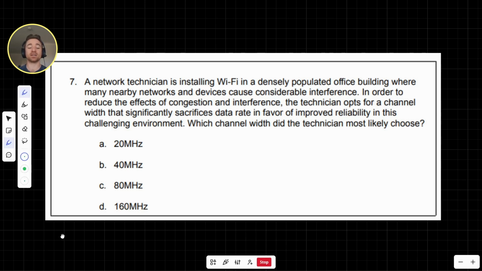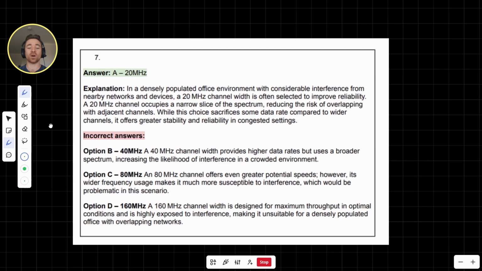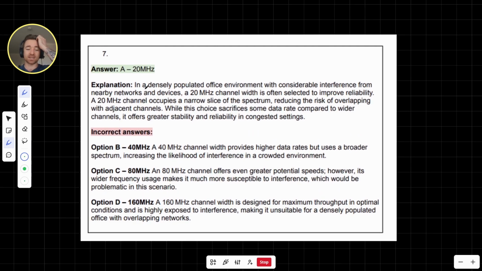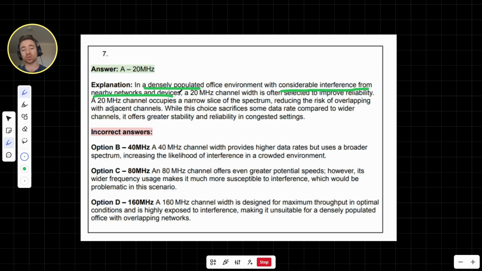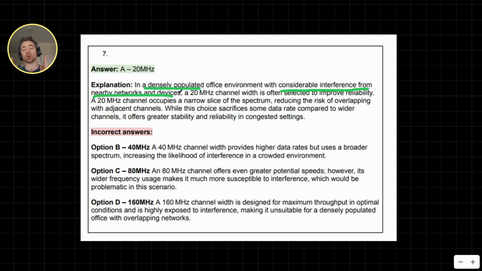It is A. 20 megahertz. So it did say that it was densely populated and that it was having considerable interference from nearby networks, and they wanted to significantly sacrifice performance in favor of less congestion. So 20 megahertz would have been the one to go with there. That's as skinny as you can go, really. It's going to have less data rate, but it's going to be way less likely to experience overlapping with other channels. Okay, so that was the answer there.